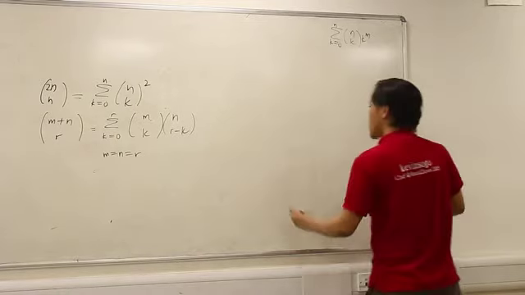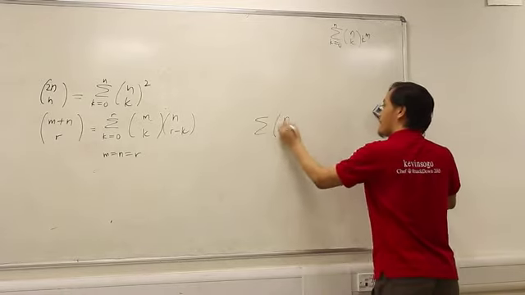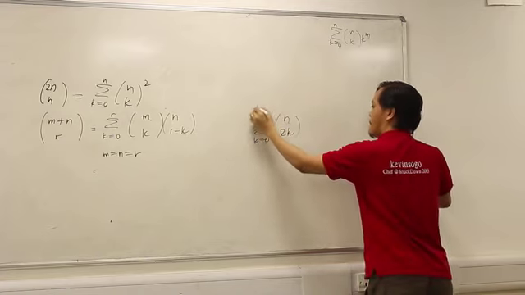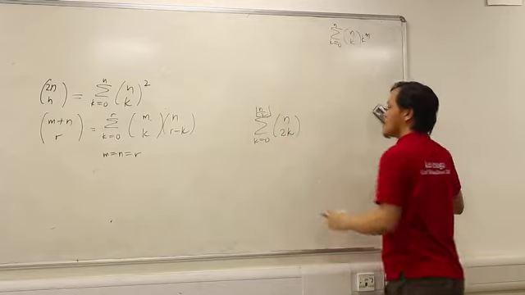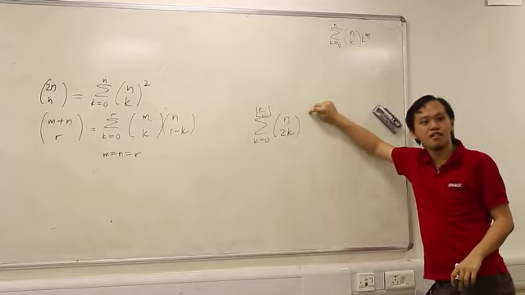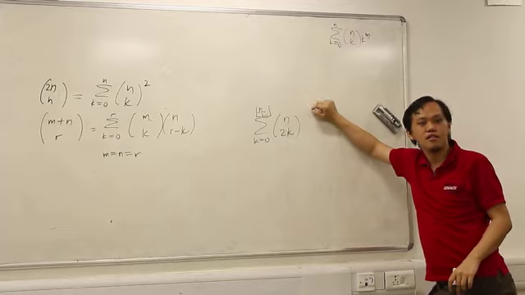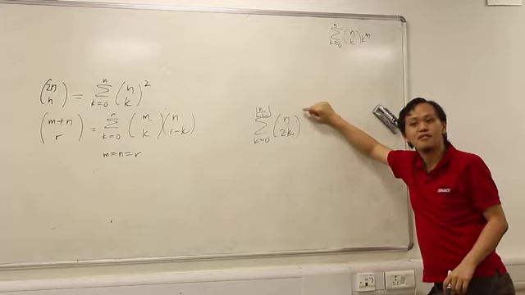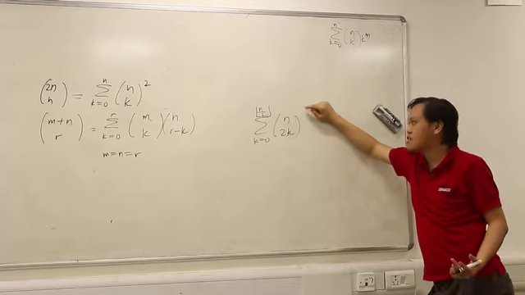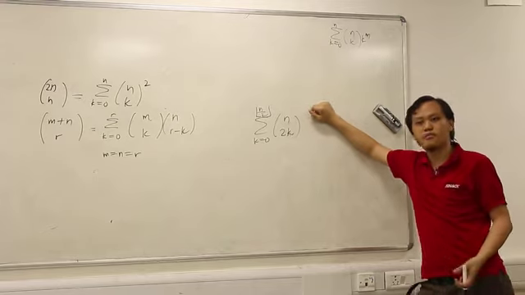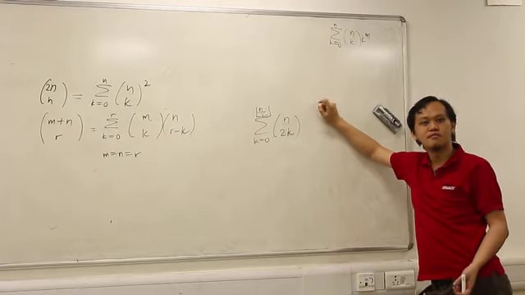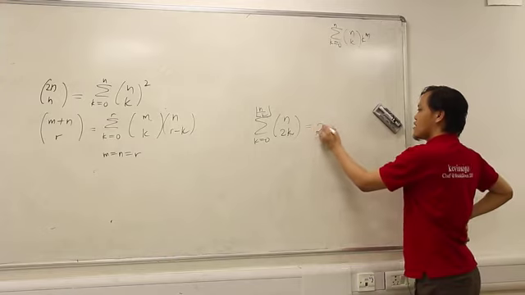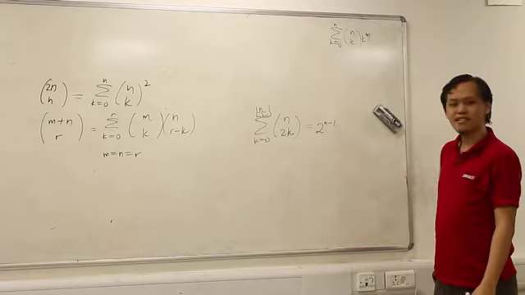Next, how about this sum? Can anyone tell me the answer to this? Or at least a shorter expression, a closed form expression. Okay, so you're saying 2 raised to n minus 1. And why?